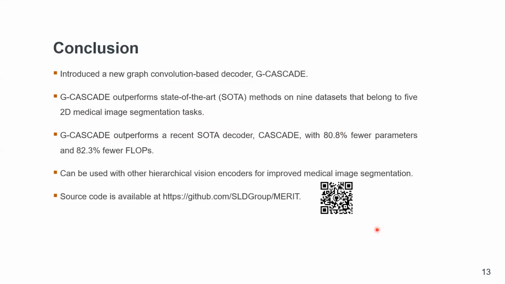To conclude, we introduced a new graph convolution-based decoder, G-CASCADE. Our G-CASCADE outperforms state-of-the-art methods on 9 datasets that belong to 5 2D medical image segmentation tasks. It also surpasses a recent state-of-the-art decoder, CASCADE, with 80.8% fewer parameters and 82.3% fewer FLOPs. Our G-CASCADE can be used with other hierarchical vision encoders for improved medical image segmentation, and it can also be used for other downstream medical image segmentation and semantic segmentation tasks.